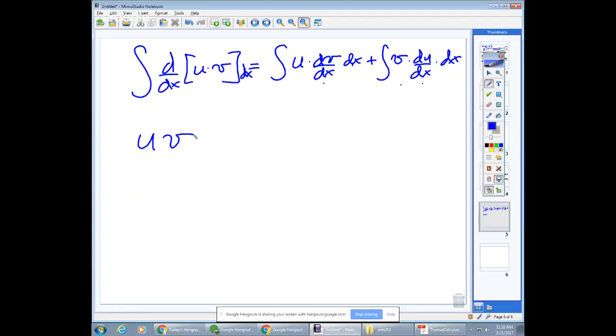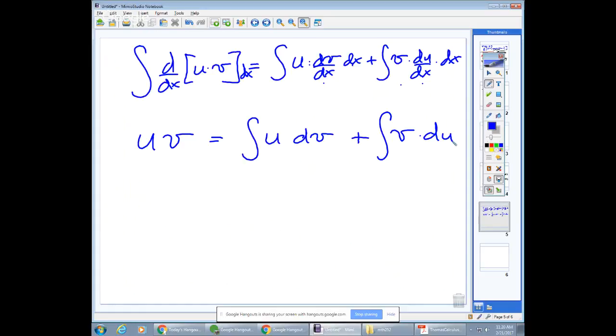And on the other side, really not much I can do with that because of the product in there. I can't pull out the u because it's a function of x and it has to be stuck inside there. I can't pull out the v, it's stuck inside there. And you kind of sort of can cancel the x's, but they're still there hidden even if you cancel them. So I'm going to leave them in there. I'm just going to rewrite this as the integral of u dv plus the integral of v du.